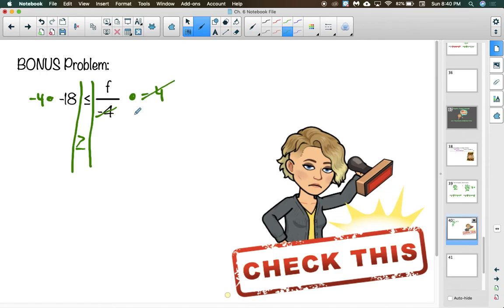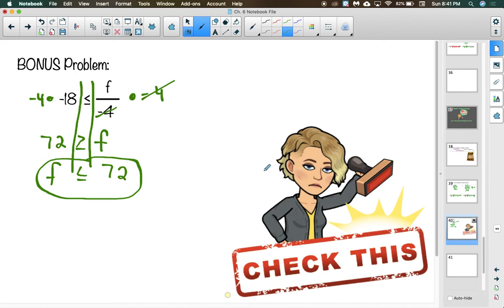What's left on my variable side, my -4's cancel out, so I'm left with an f. A negative times a negative is a positive. 4 times 18 is 72. And my f is on the wrong side. You want your variable to come first, right? So our high-tech flipping maneuver, we're going to do the flip. This is greater than or equal to. Now it's less than or equal to. So this is what I would graph.